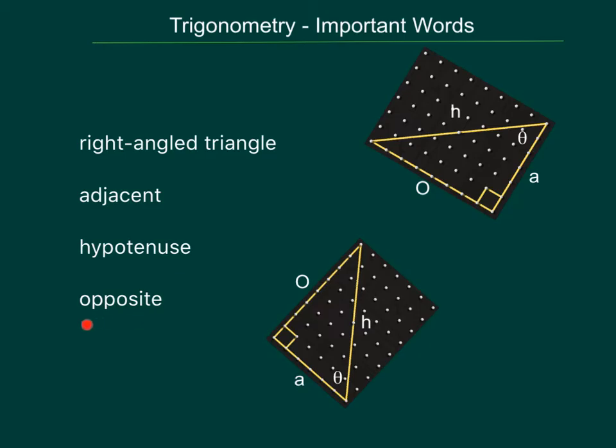The opposite is the other side that is opposite the angle, away from it. So for this triangle, that's the opposite, and this side over here is opposite the angle.